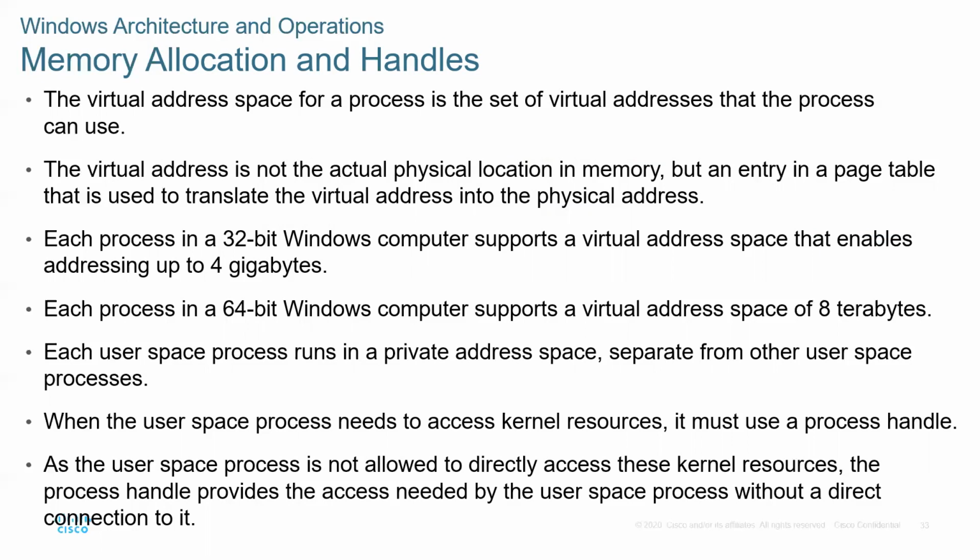All right, so memory allocation and handles. The virtual address space for a process is a set of virtual addresses that a process can use. That virtual address is not the actual physical location in the memory, but an entry in a page table that is used to translate that virtual address to a physical address. Each process in a 32-bit operating system supports a virtual address space that enables up to 4 gigabytes.